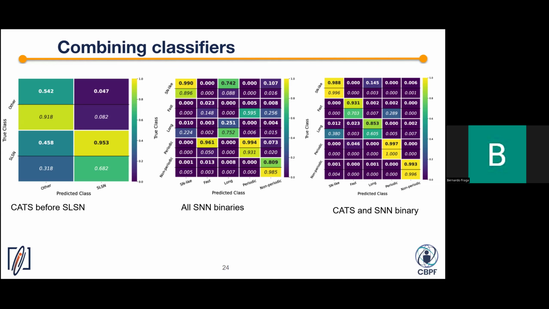It's also an interesting fact that CATS and these supernova binaries agree for about 95% of all alerts. Where they mostly disagree is between the fast and the long class, which are the hardest classes to classify anyway.